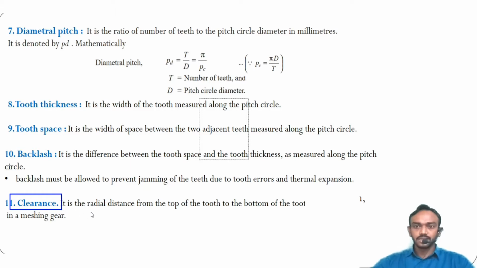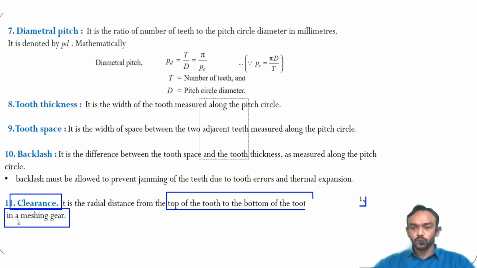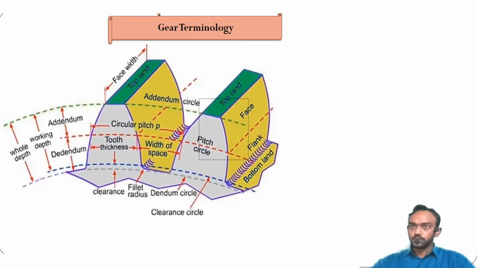Next is clearance. Clearance is the radial distance from the top of the tooth to the bottom of the tooth of the meshing gear. This word meshing is very important. If you forget it, your definition will be wrong. The distance between the top of the tooth and the bottom in the same gear is called the working depth. So what we are talking about is the distance from the top of a tooth to the bottom of the space of the meshing gear.